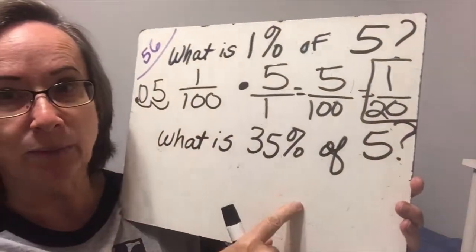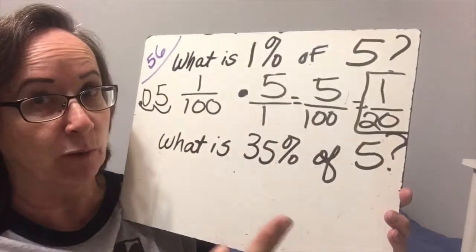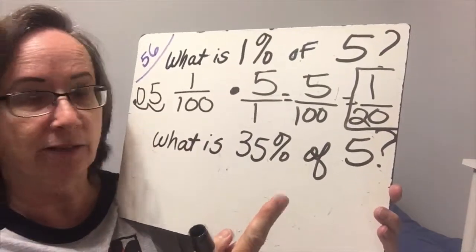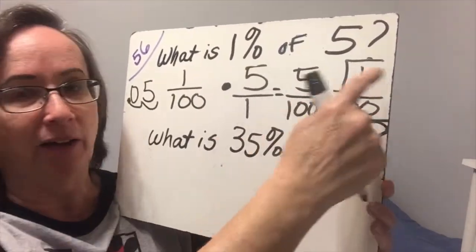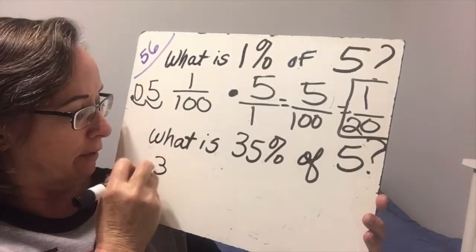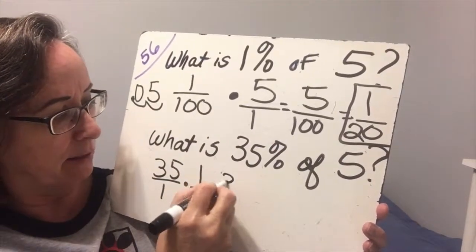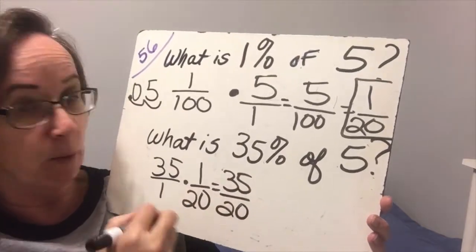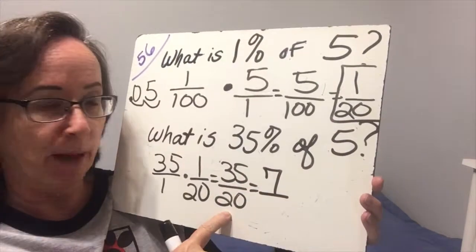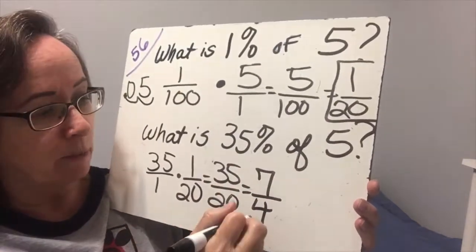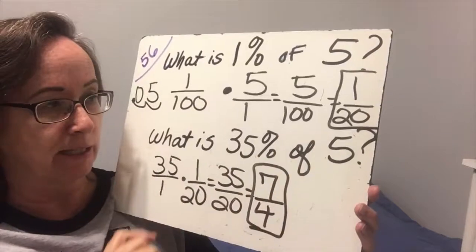Okay, so let's do this one 2 ways. So first, what is 35% of 5? Well, we already found out what 1% of 5 is. 1% of 5 is 1 over 20. And so 35% of 5 is going to be 35 times 1 over 20. So 35 over 1 times 1 over 20 is 35 over 20, but we could simplify because the top divides by 5, leaving 7, and the bottom divides by 5, leaving 4. So we have a fraction answer of 7/4, and that is 35% of 5.